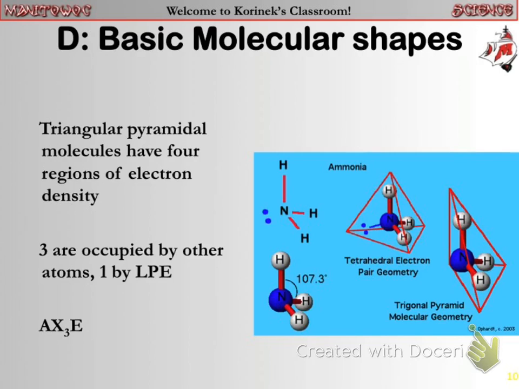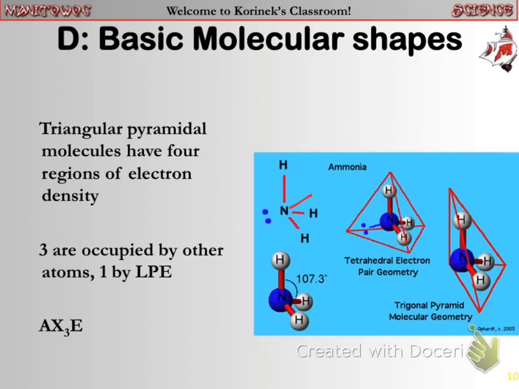But it really only has 3 regions where there are actually elements. So 1, 2, 3. So if you just look at the molecule itself, it only looks like a triangle shape. The electrons up here give it the pyramid effect. And those electrons up on top are the ones that push the hydrogen atoms down. Okay, they push the hydrogen atoms down. So this is trigonal pyramidal.